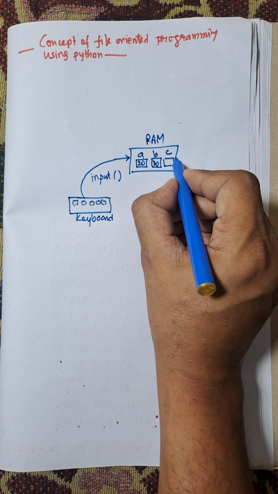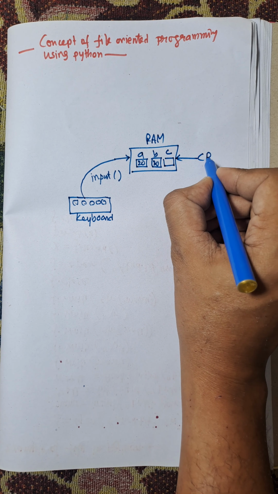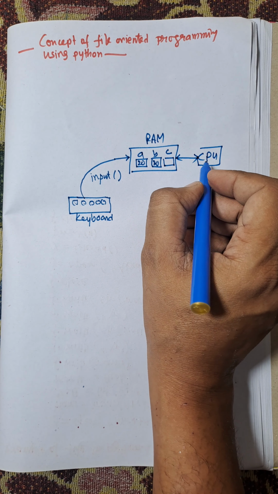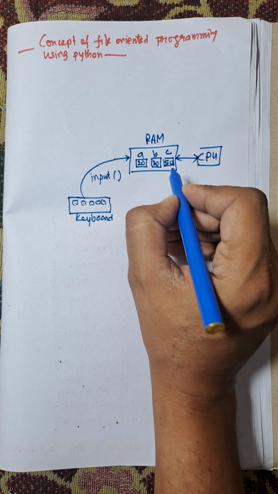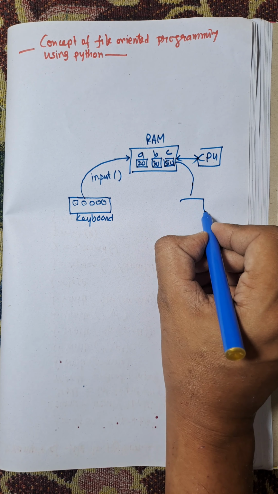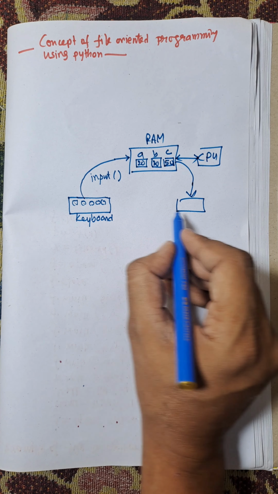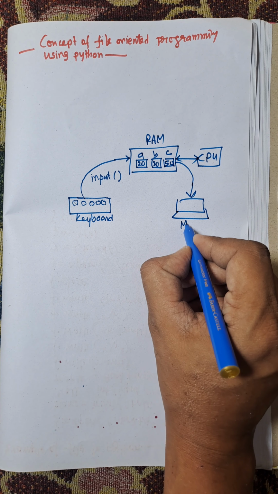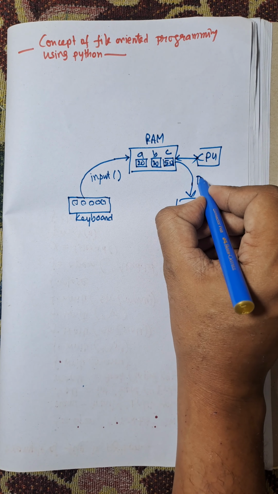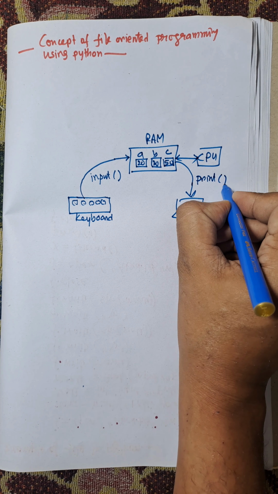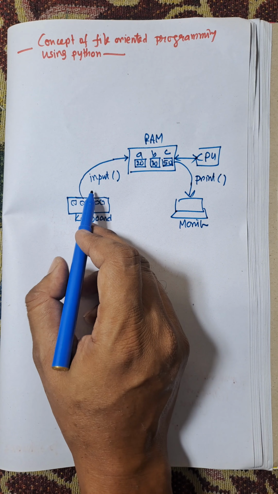We need to add A and B with the help of the CPU and we will get the result as 50. Then we will display the result on the monitor. This is the input device and this is the basic output device. This is the monitor, and we use the print function. So these are the basic input and output methods: input and print.